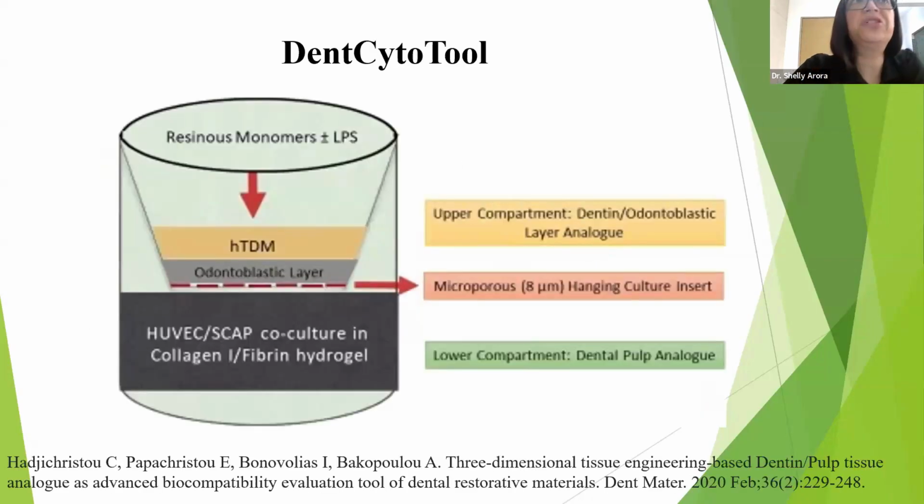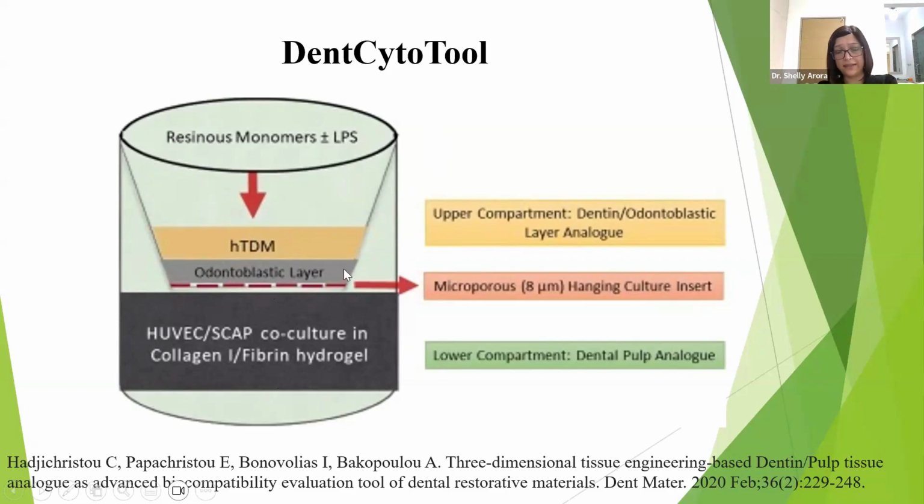Now, there are other three-dimensional, specifically three-dimensional co-culture models. These have been established. There's something called the Dent-Cyto tool. What is there in this tool? Hartzikus et al. tried to model a pulp analog, a dentine-pulp analog. As you see, it has two compartments, the upper compartment and the lower compartment. The upper compartment is simulating the dentine. What they have done is grown the cells here from the dental pulp stem cells.